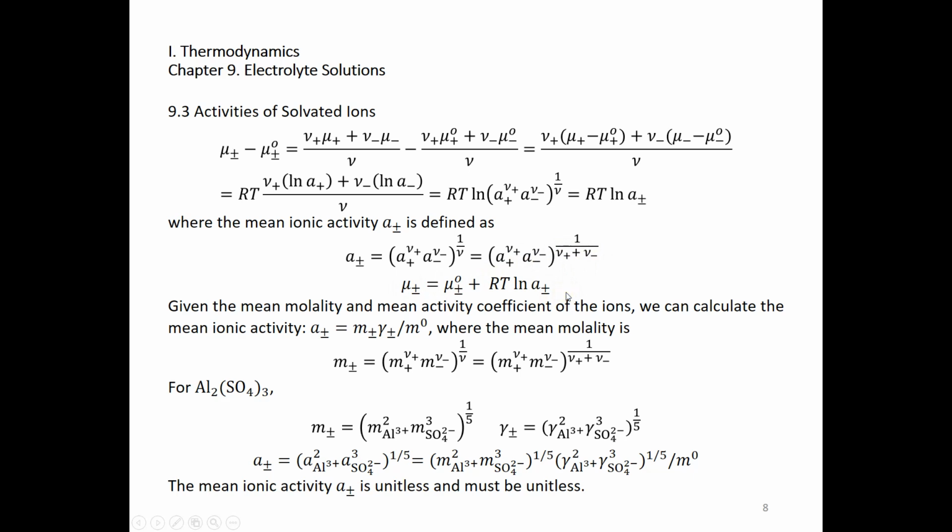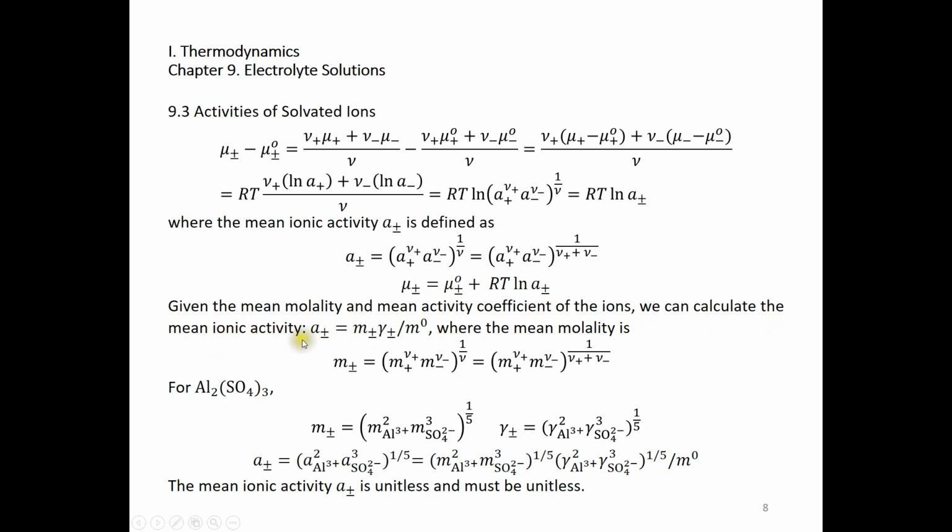And now we have this equation. Over here we have the non-standard arithmetic mean ionic chemical potential. This is the standard arithmetic mean of the ionic chemical potential, and then the difference is RT times the natural logarithm of this geometric mean of activity. Now, given the mean molality and mean activity coefficients of the ion, we can calculate the mean ionic activity.